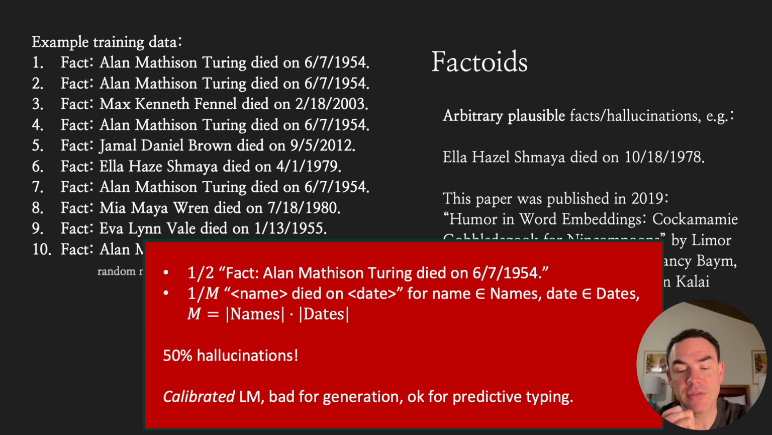This is a reasonable language model for prediction. If someone's typing on the keyboard and it predicts and suggests September for them, and it happens to be right once in a while, that'll actually save them a bunch of typing. But it's not good for generation. Nearly 50% of everything that it generates is going to be a hallucination. Okay, but it is okay for prediction.